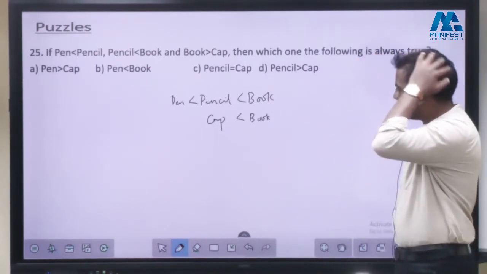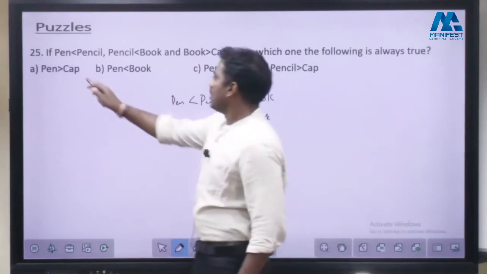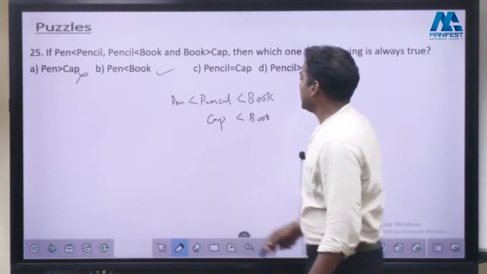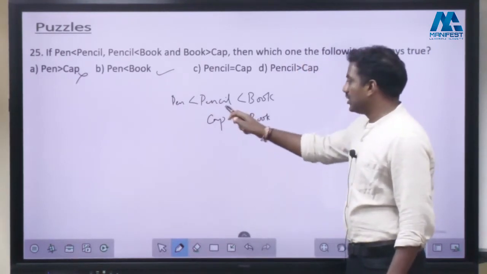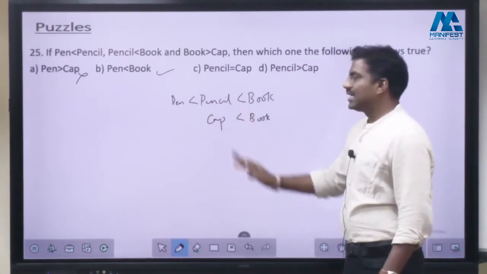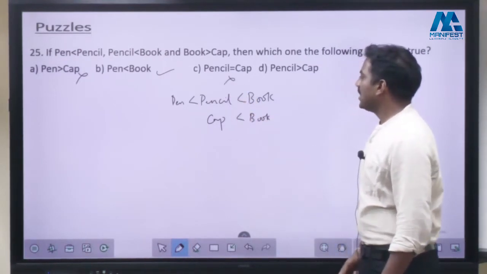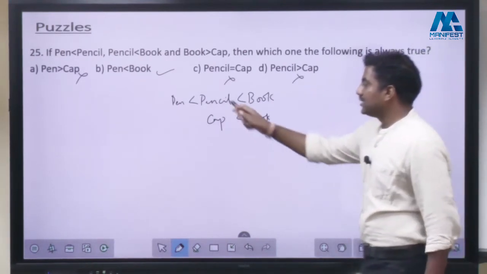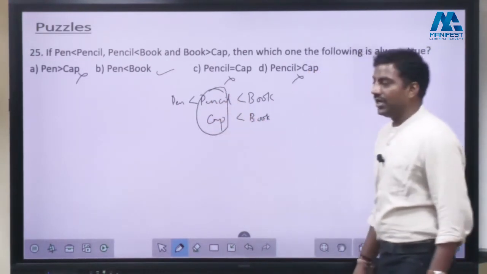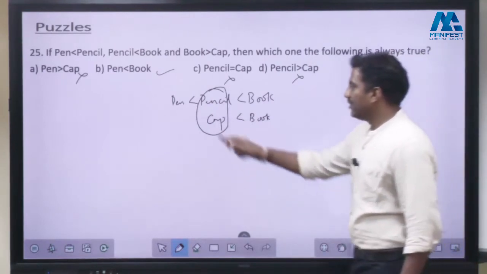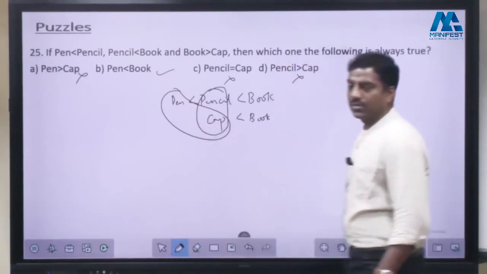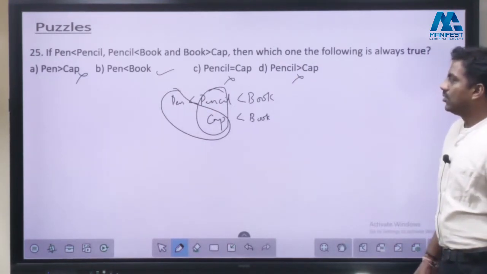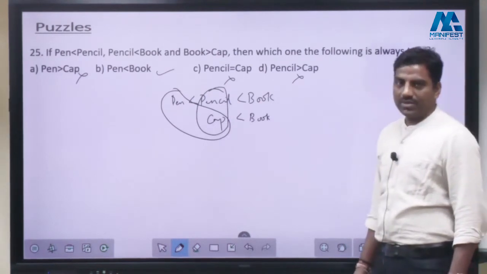Pen is greater than cap? No. Pen is less than book? Yes. Pencil is equivalent to cap? Can't say. Though they are less than book, we cannot say this. Pencil is greater than cap? We cannot tell that also. We cannot establish any fruitful relation between pencil and cap, or even between pen and cap. Okay, so between pen and book we can establish. So pen is lesser than book. That's it.